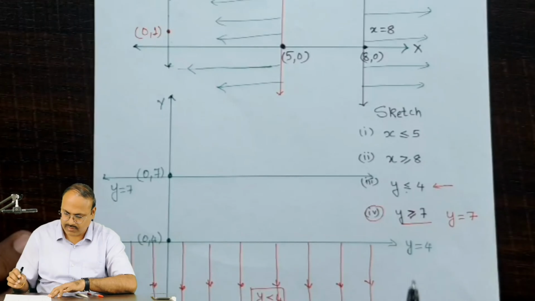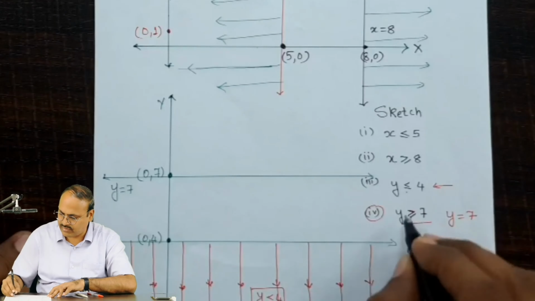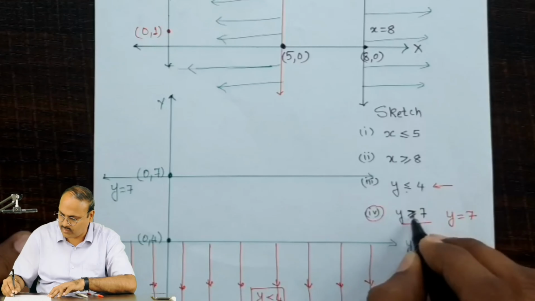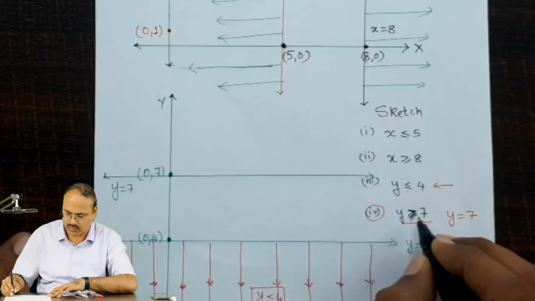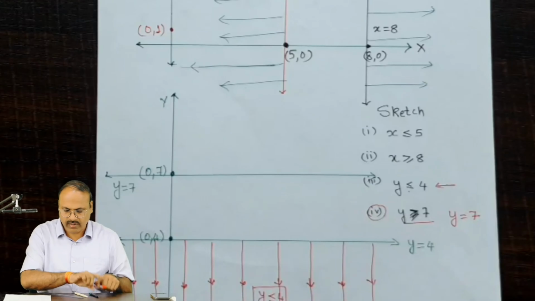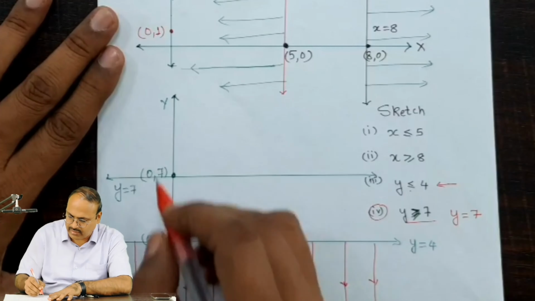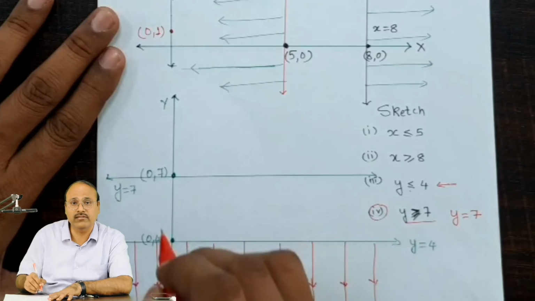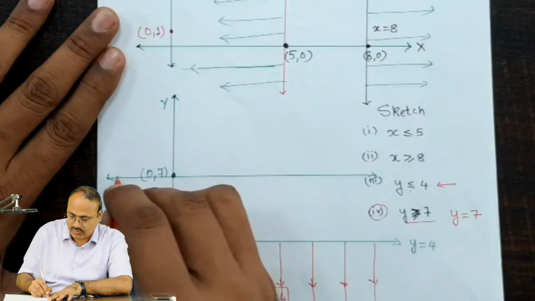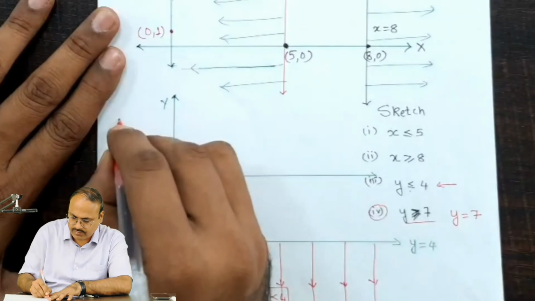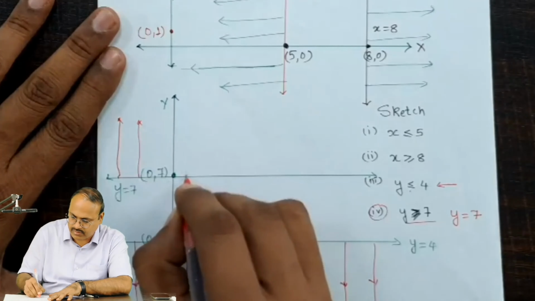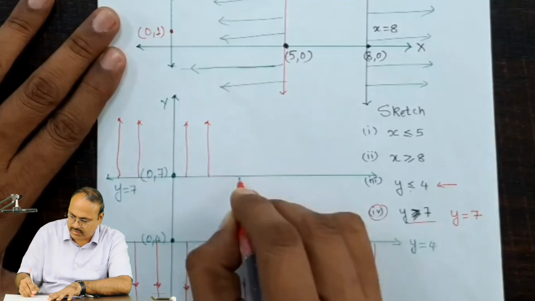And now what is the sketch we have to draw? The sketch which we have to draw is y greater than or equal to 7. Greater than or equal to, so the line is included. In addition to that, numbers which are greater than 7. Where will be the numbers greater than 7? It will be on the top of the line. So this region here represents y greater than or equal to 7.